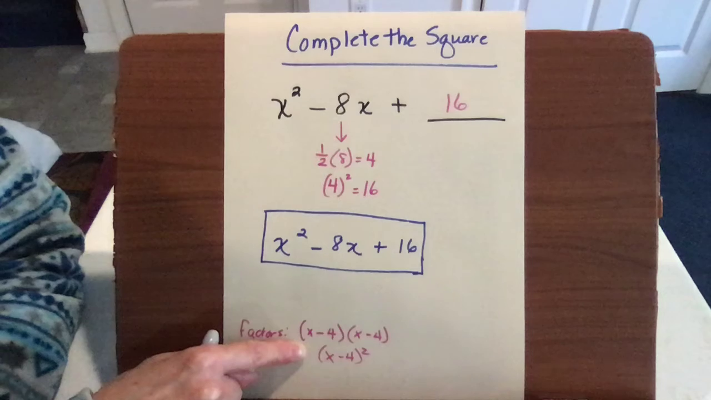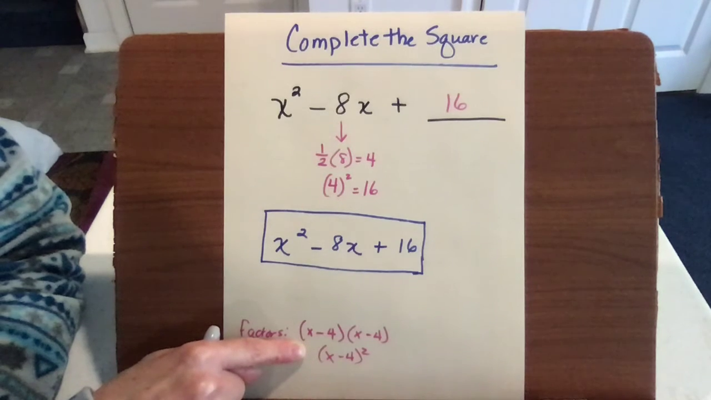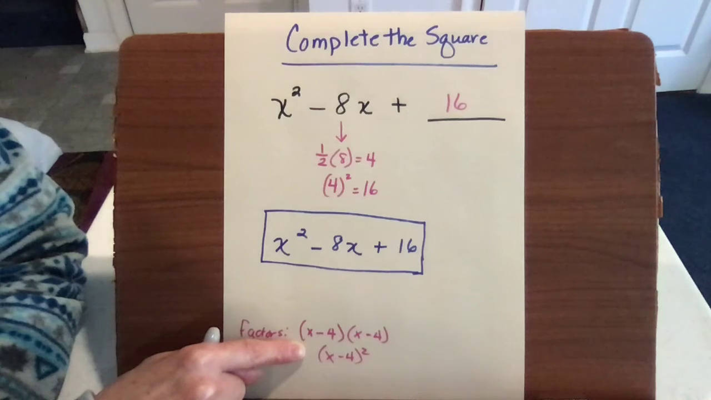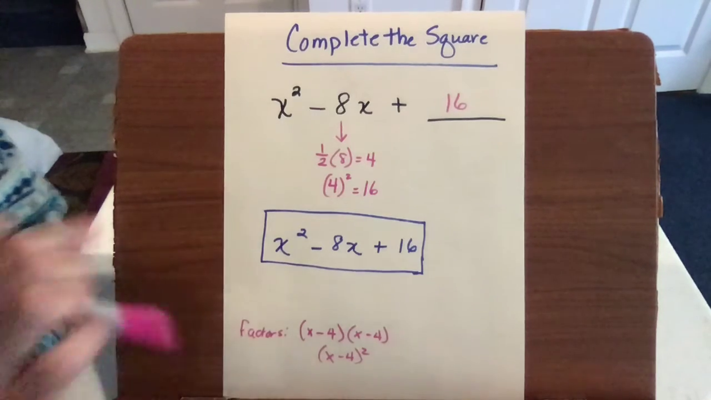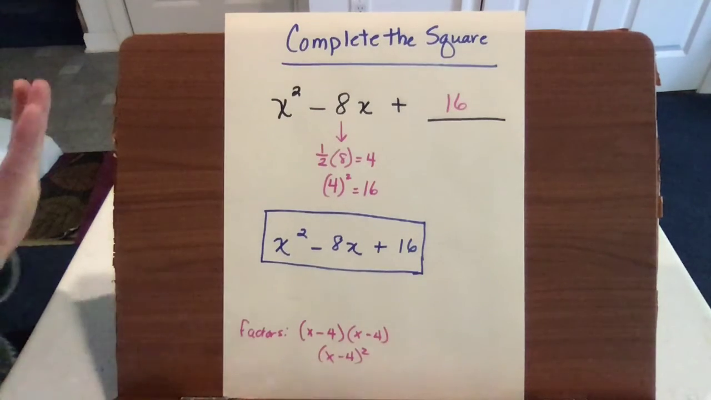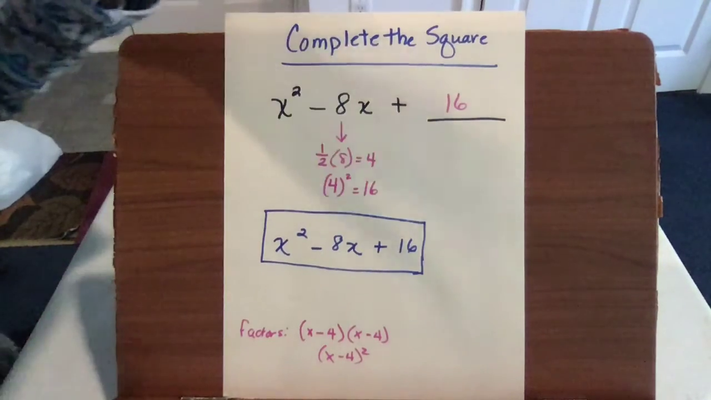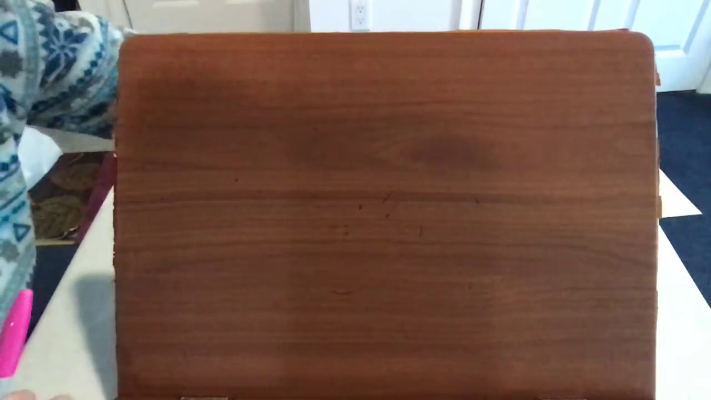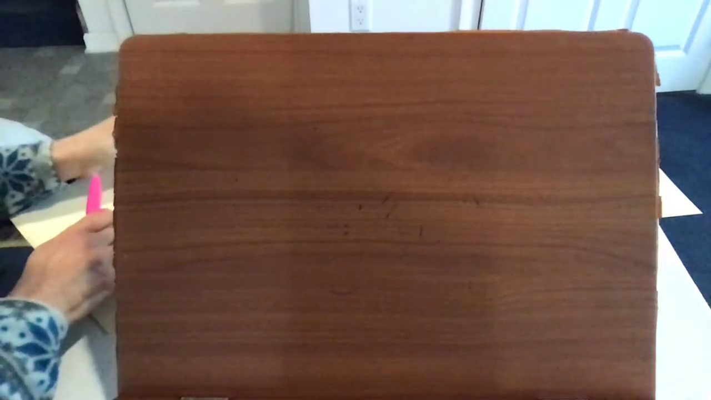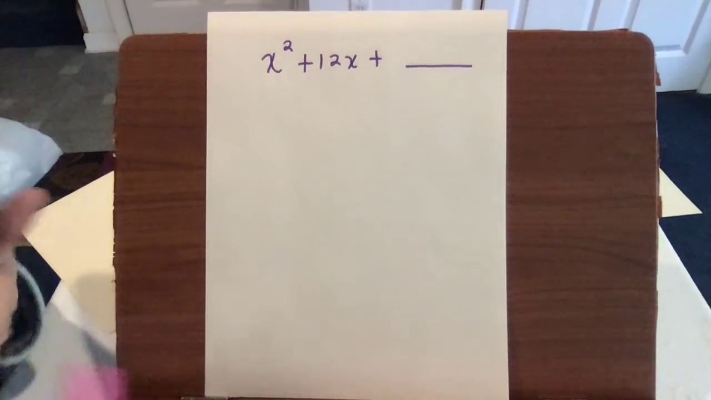This we will be doing when we complete the square in order to write a quadratic equation in vertex form, and that'll be the next video. So let's practice some more on just plain old completing the square so we get an idea of how this works and get comfortable with it. All right, so our next problem is x squared plus 12x plus some number.